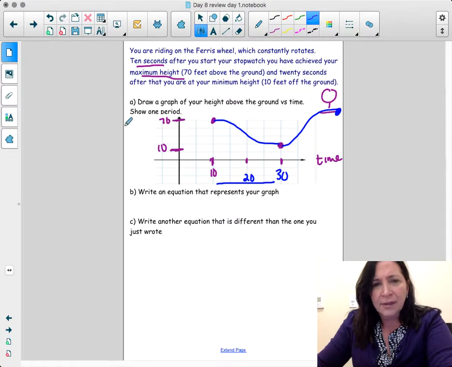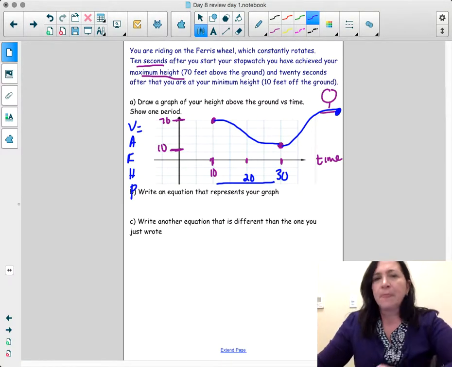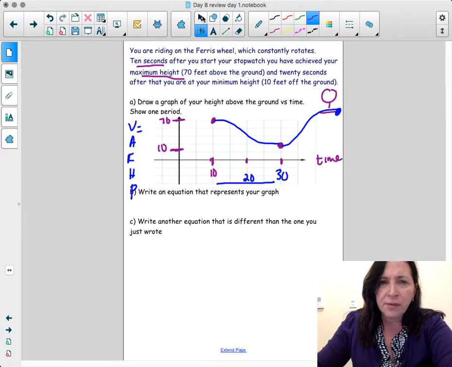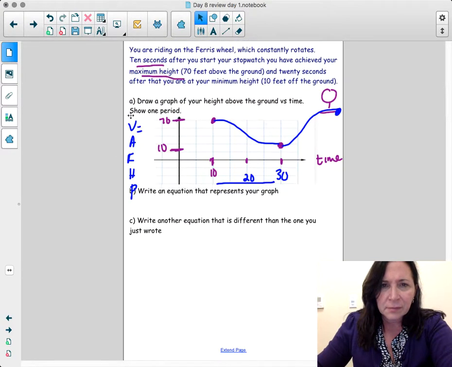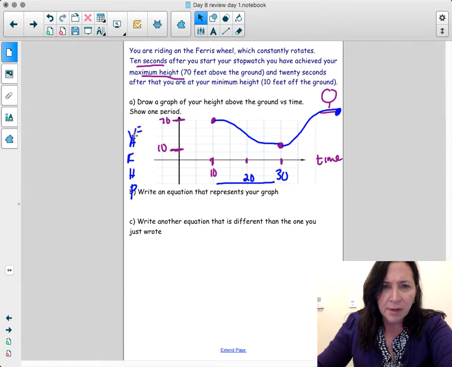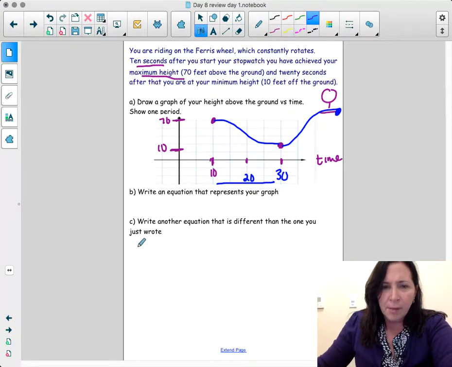So technically, if I'm writing my VAFHP, if you've been watching VAFHP, my vertical shift, I need to find that. I'm going to move these numbers down here. Oh boy. Okay, I'm just going to erase this and start over. So I'm going to write my VAFHP down here.